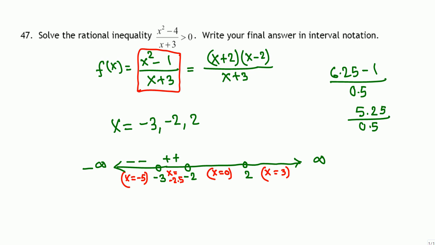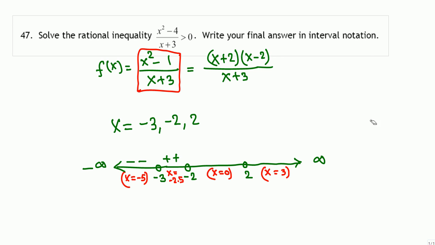Now repeat for the third test number. For this interval, we take x equals 0 and plug in here. 0 squared is 0, 0 minus 1 is -1 on the top, 0 plus 3 is 3 on the bottom, so -1/3. Anyway, this is a negative number. Now test for x equals 3. 3 squared is 9, minus 1 is 8. 3 plus 3 is 6. So this is a positive number.